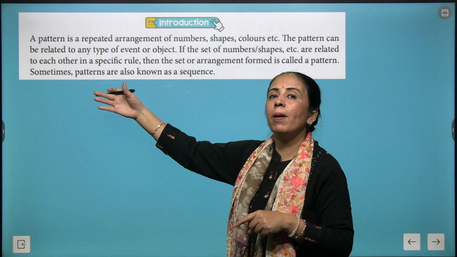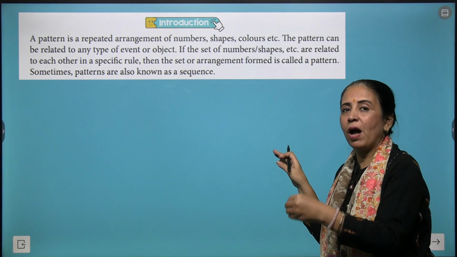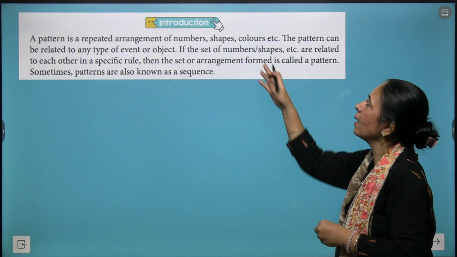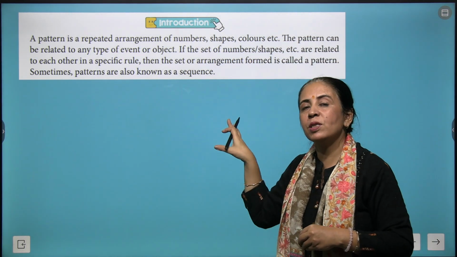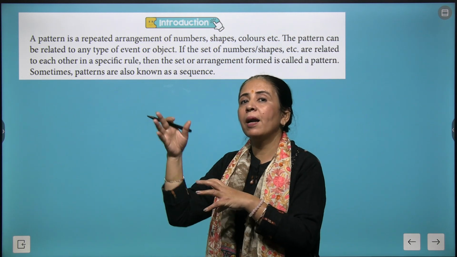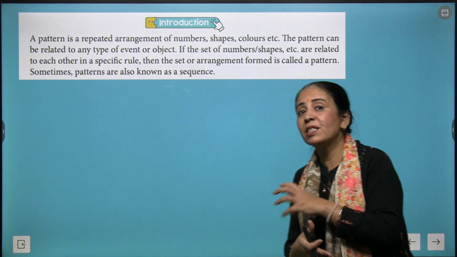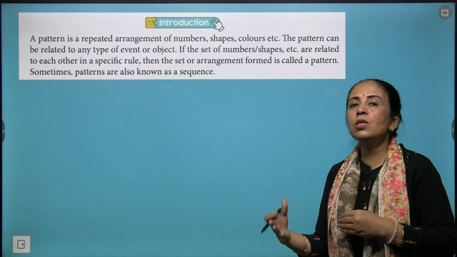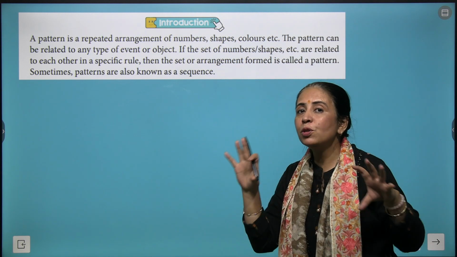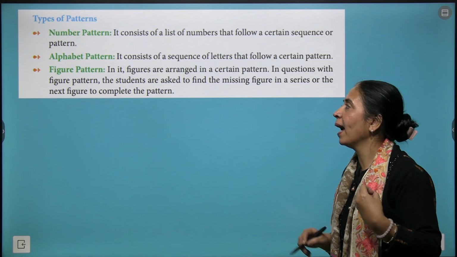So when you talk about patterns, they are repeated arrangements of numbers, shapes, or sometimes colors also. And when we observe the pattern, we see that a pattern always follows a specific rule, and we could see that these rules make a beautiful symmetry and they are always eye-catching.